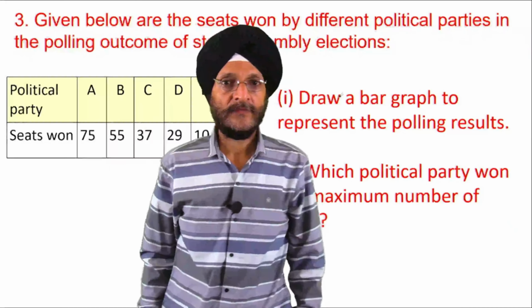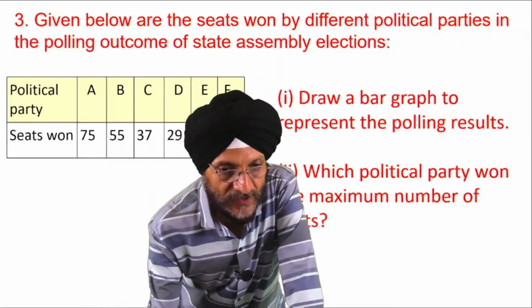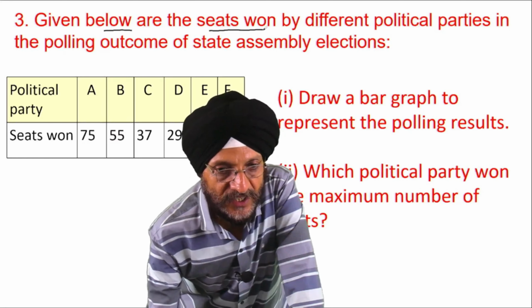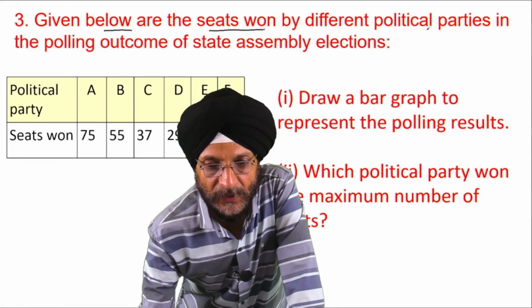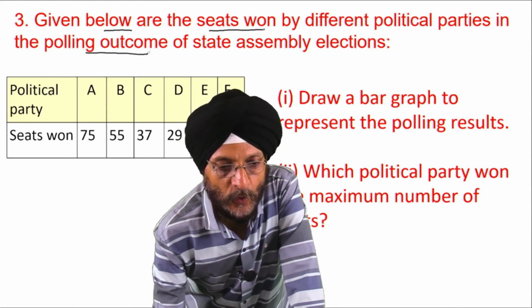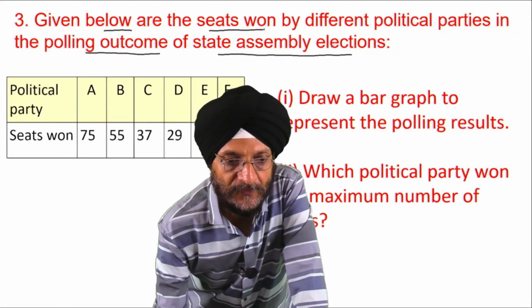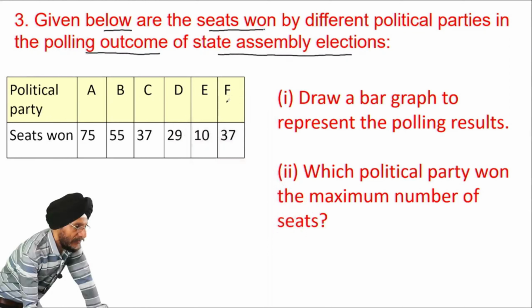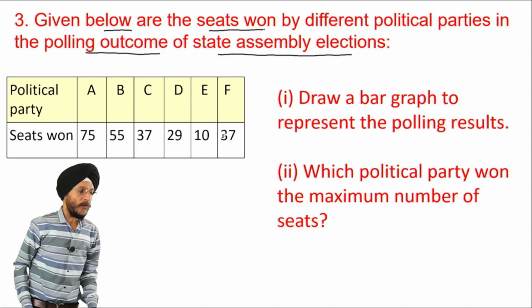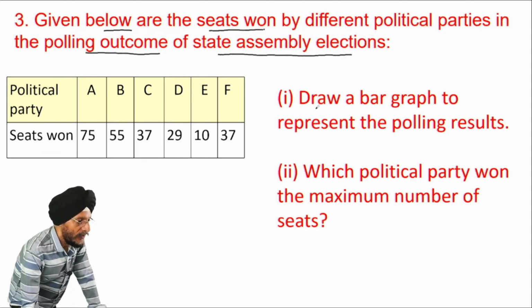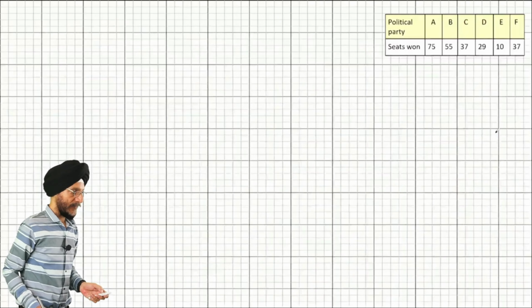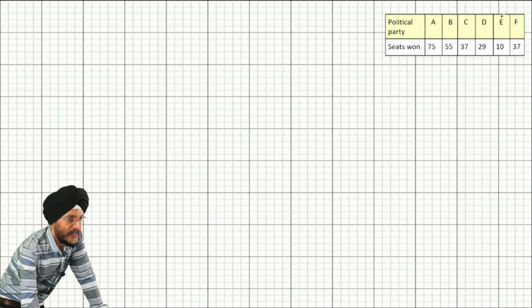Now the question before us is: given below are the seats won by different political parties in the polling outcome of state assembly elections. Here, the political parties are given, names A, B, C, D, E, F, and then the seats which have been won by the parties are given. We have been asked to draw a bar graph to represent the polling results. This is the information which has been given to us in the question.